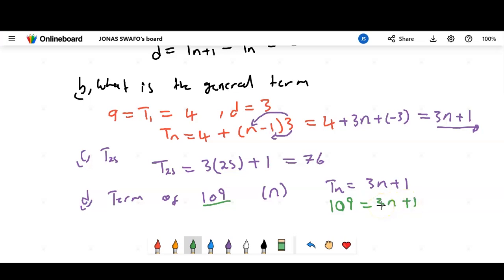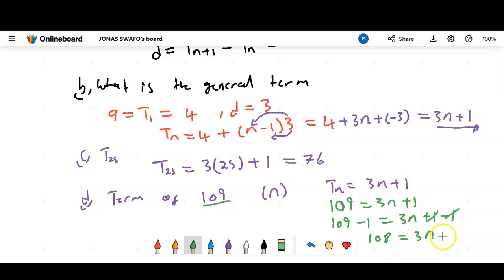And from this, what you basically are doing is solving for n. If we are solving for n, we're going to take numbers to one side of the equation and variables to the other side. You can already see that we need to take this 1 to the other side. How do we do that? We're going to say 109 minus 1. What you do on the left, you must do on the right. You're going to have 3n plus 1 minus 1. This will cancel out, then you are left with 3n on this side. And here we are going to have 108, which is equal to 3n.